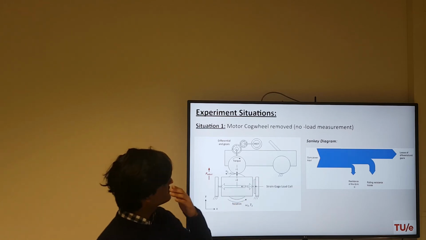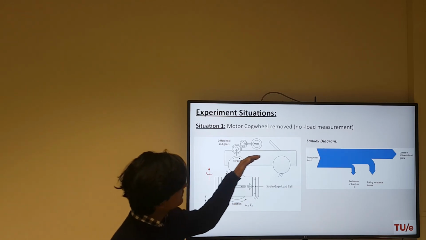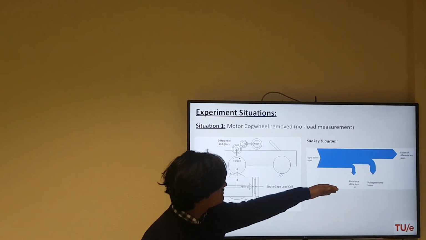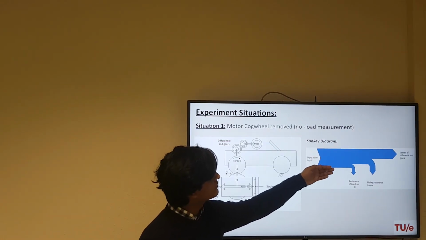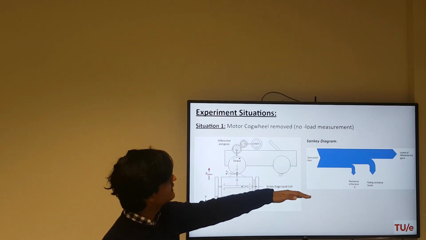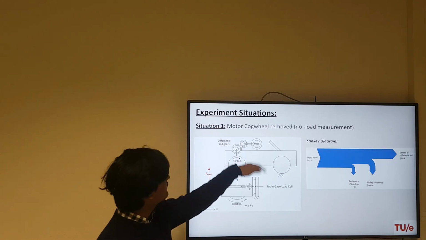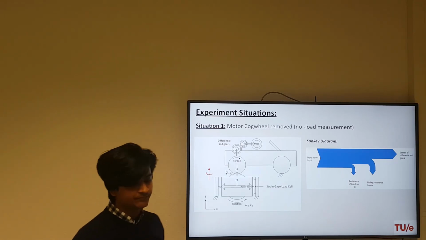So the Sankey diagram explains itself very clearly that the power is coming inside, and there are a few losses from the dyno and the rolling resistance, and from there the power straight away goes to the differential and gears, where it also has a few losses. So there is no further contact of the motor cogwheel in this situation.